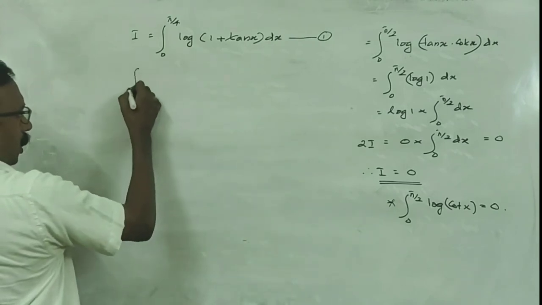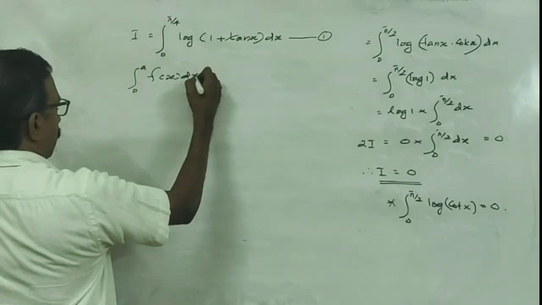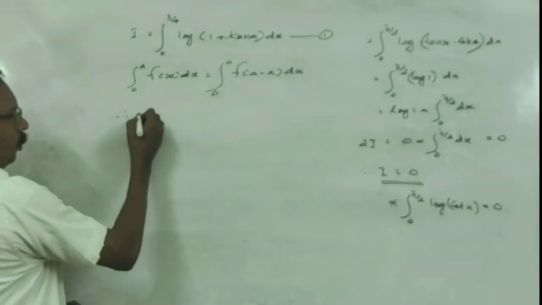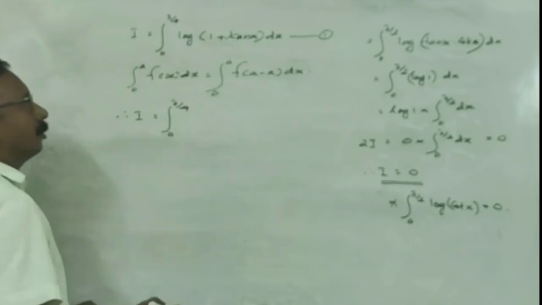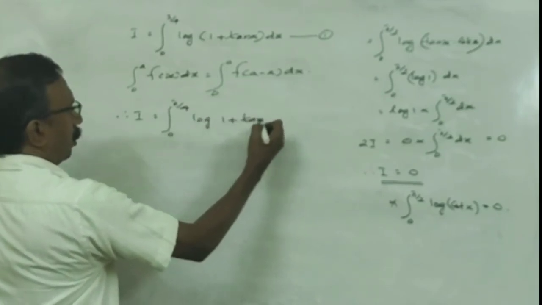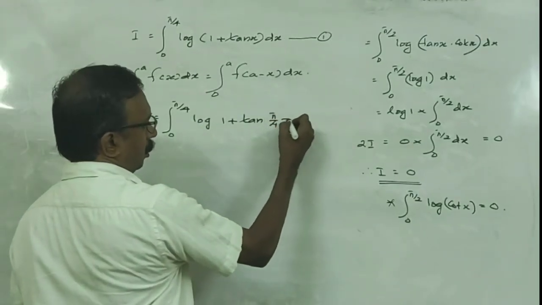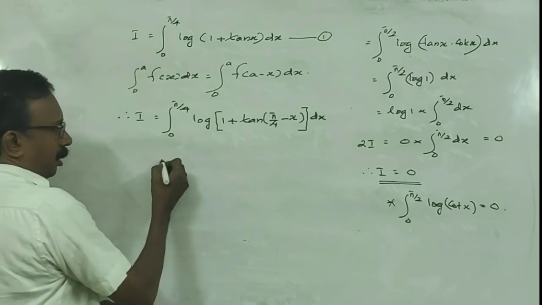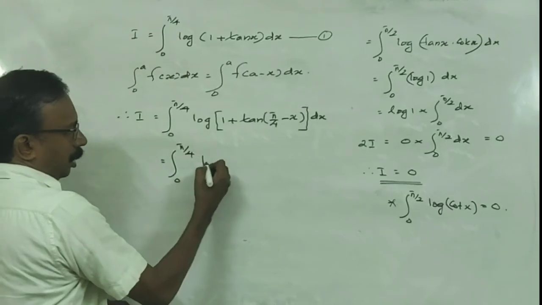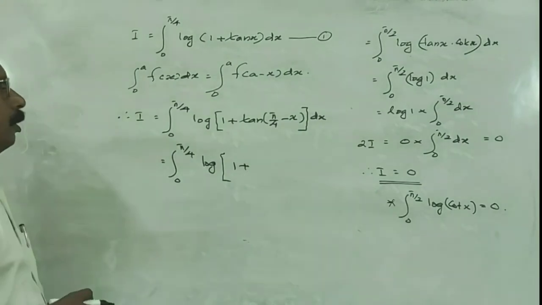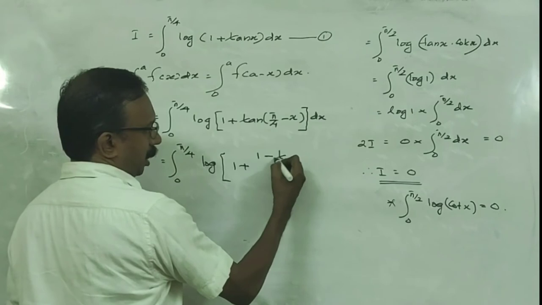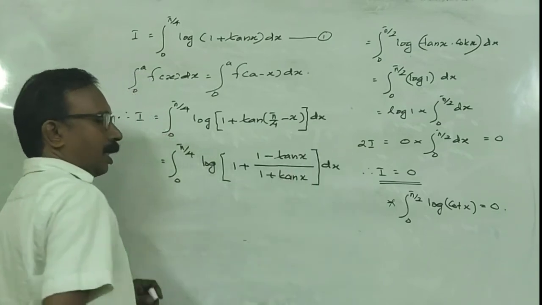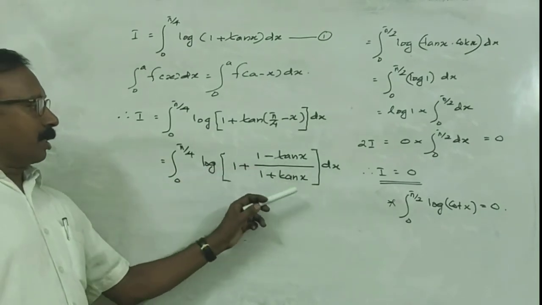we are using this rule, that is integral 0 to a f of x dx equals integral 0 to a f of a minus x into dx. Now I is equal to integral 0 to pi by 4 log 1 plus tan of a minus x, that is pi by 4 minus x, into dx. Now tan pi by 4 minus x is an identity. That is tan pi by 4 minus x can be written as 1 minus tan x by 1 plus tan x.